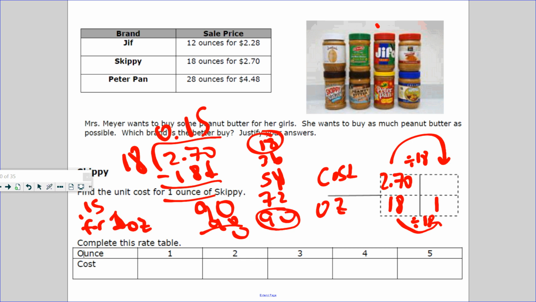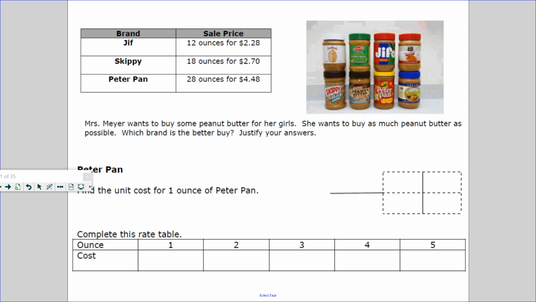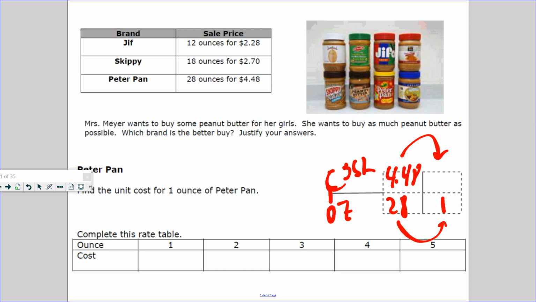And our last brand, Peter Pan. This is the cost. This is the ounces. Let me erase that. This is getting really messy right here. So it costs $4.48 for 28 ounces. That's a large container, by the way. So maybe this one. The more you buy, the cheaper it is. We'll see.